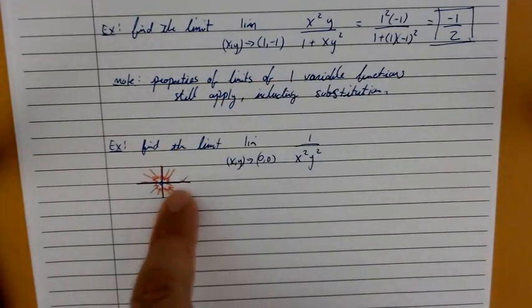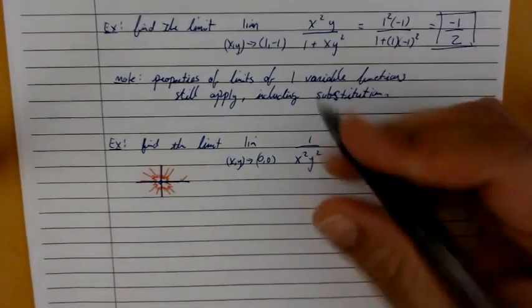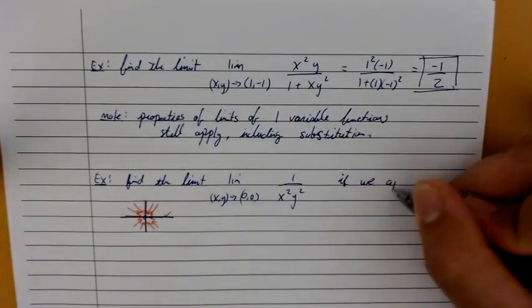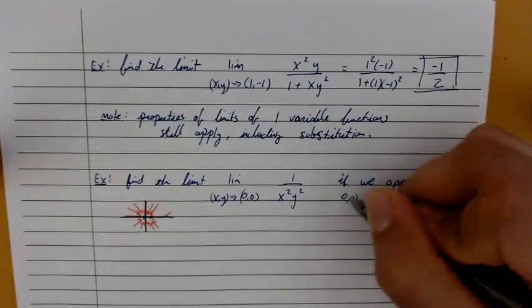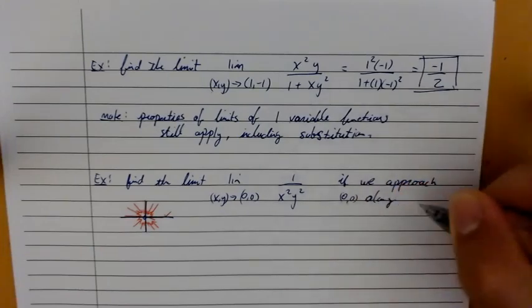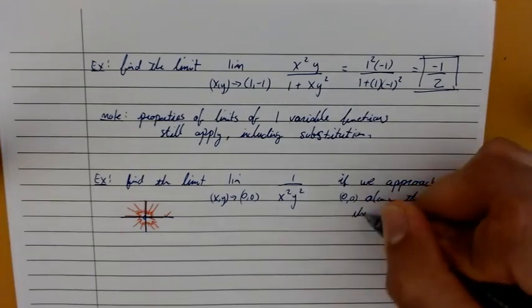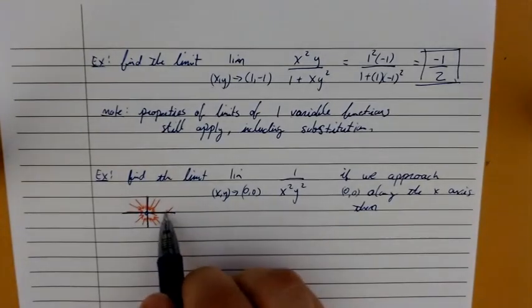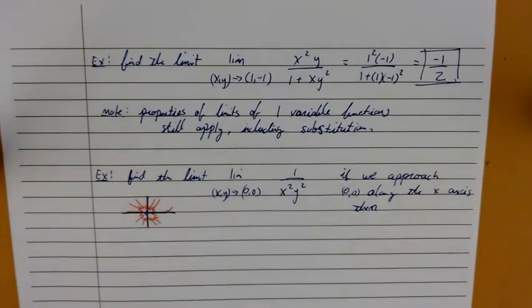And why do you like this one? Because if I'm approaching along the x-axis, that means y is equal to 0. So right here, let's do it together. If we approach 0, 0 along the x-axis, then that means that, okay, yeah, x is a variable. X is 1, 1/2, 1/4, 1/8, and so forth. But along this path, y is just 0.